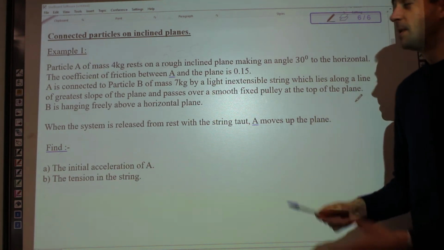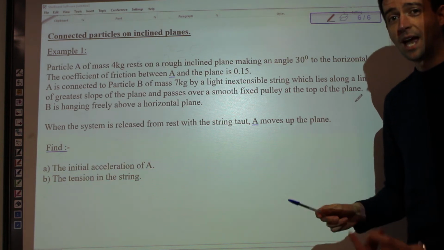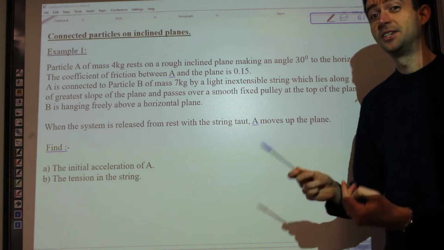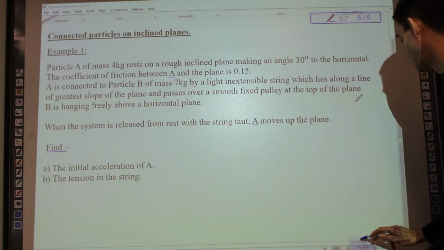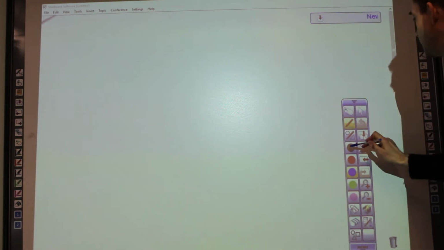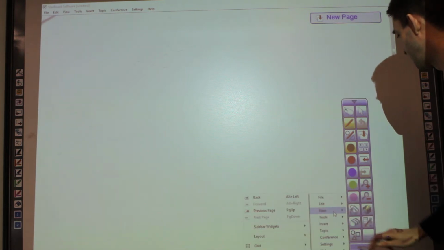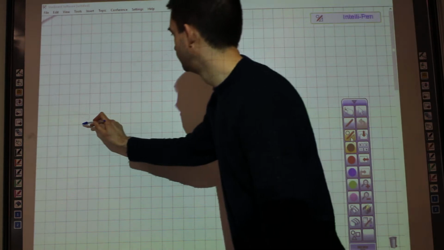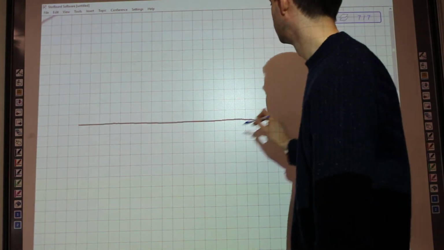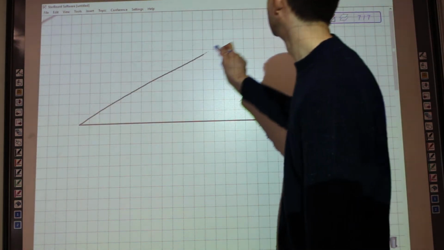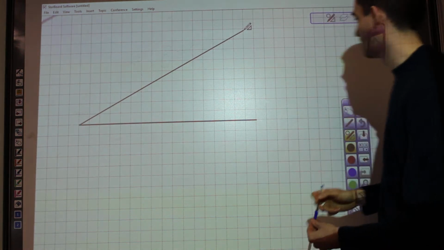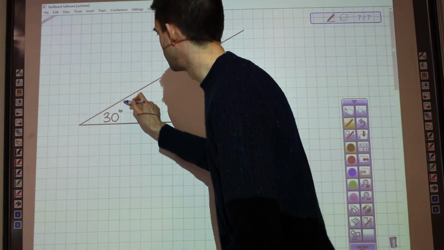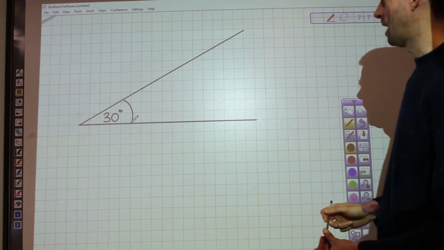Right. Let's start with the diagram. It is impossible to answer mechanics questions without drawing a diagram, and that is not a challenge, that is a statement. So, let's start off by drawing a nice big diagram. So, we have an inclined plane. Nice big inclined plane, and we were told that the plane was inclined at 30 degrees to the horizontal, which is going to be that angle there.